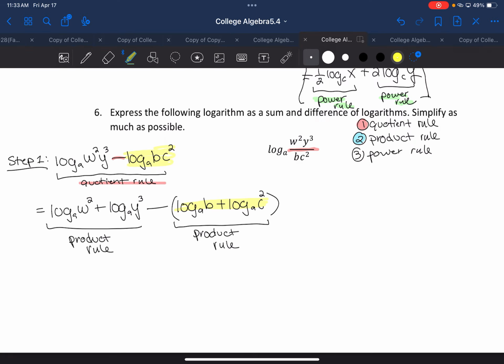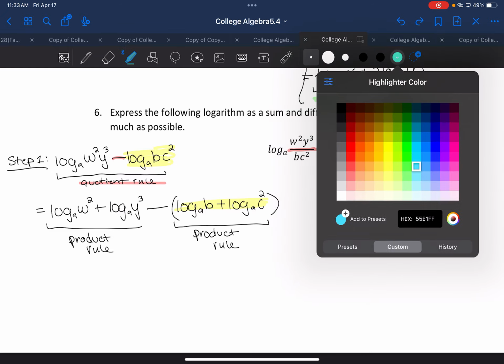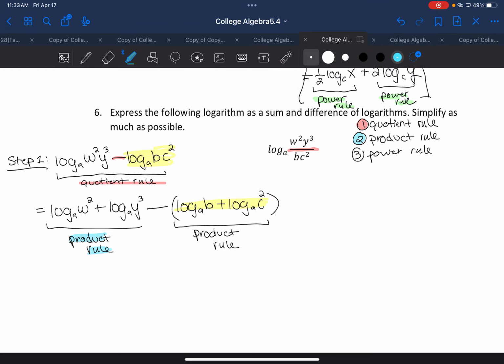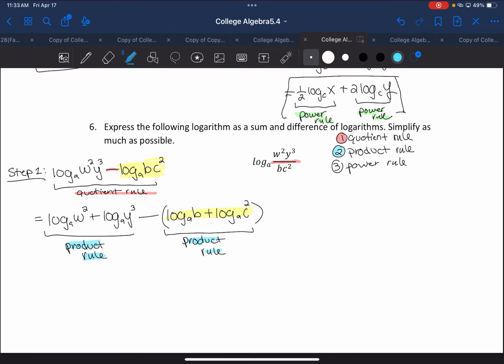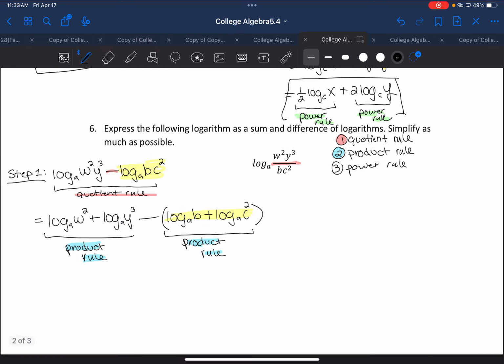Oh, wait, what am I doing? I'm using the product rule here. I don't know why I stopped labeling my steps, but all right. And so now I can use the power rule and bring those exponents out front.